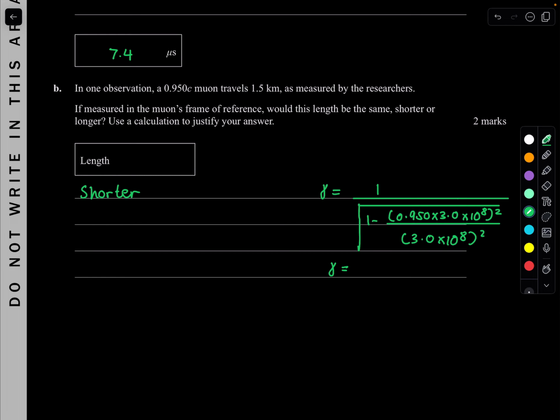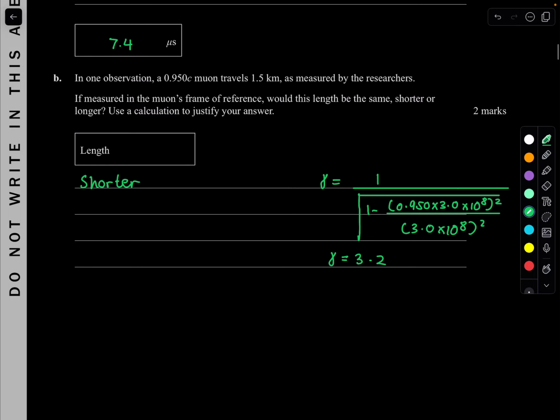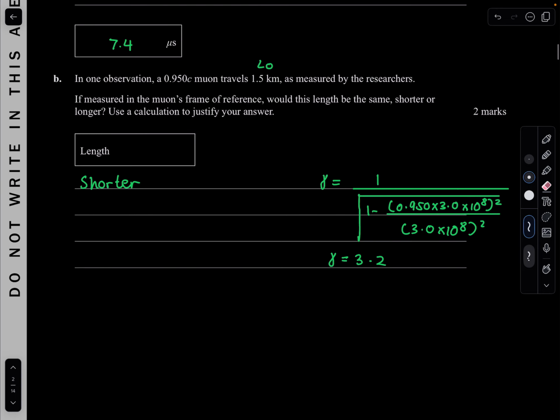Beautiful. So that's going to give me basically 3.2. And to calculate, of course, what we're trying to calculate is, remember, this is our proper length because it was measured by the researchers. Yes, so we want to measure in the Moore's frame of reference, which is going to be length contracted. So length contraction is proper length over your Lorentz factor. So it's basically 1.5 all being divided by 3.2.